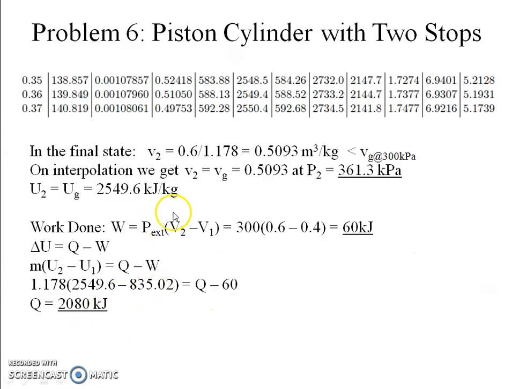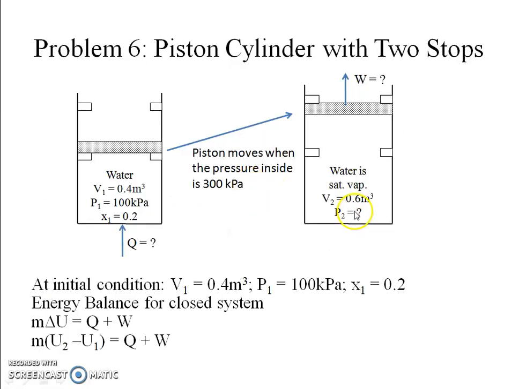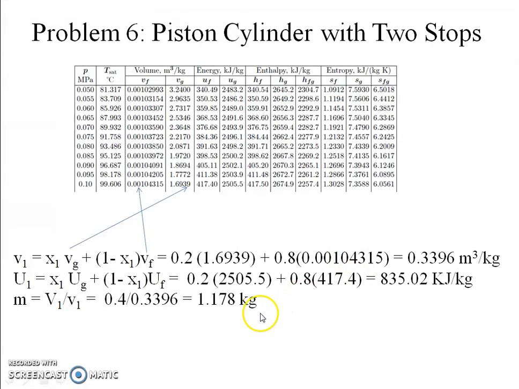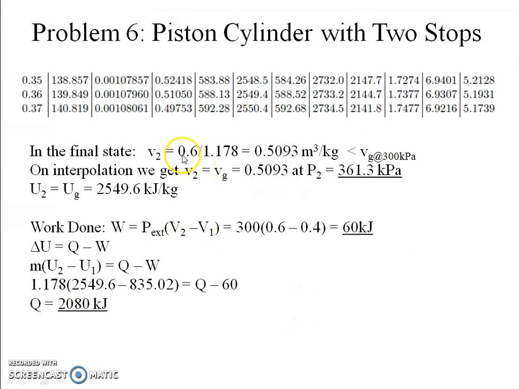Now let's move and calculate what will be the internal energy at the final state. So at the final state, how do we find it? What information is given? That water is a saturated vapor, and the volume is 0.6 meter cube. We know the mass of the steam, which we have already calculated: it is 1.178 kg. So now we can calculate the specific volume at the final state, which comes out to be 0.6 divided by 1.178, so it is 0.5093 meter cube per kg.